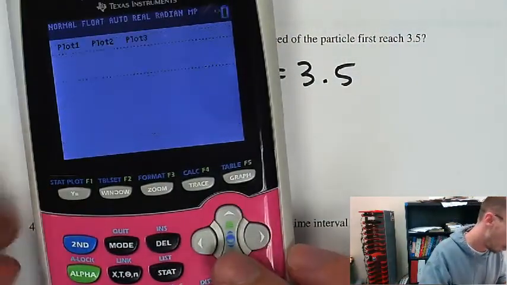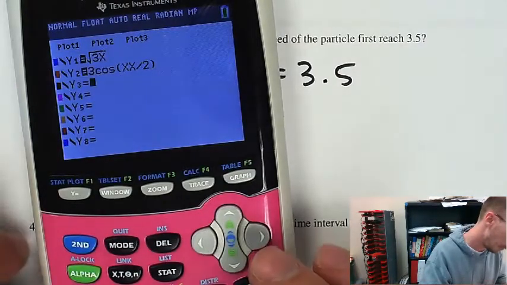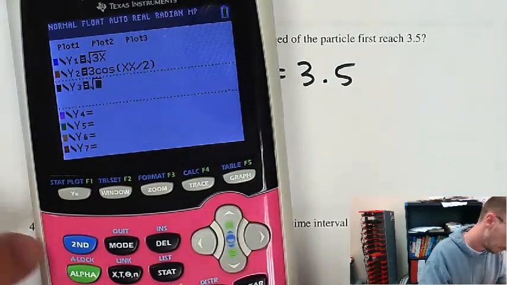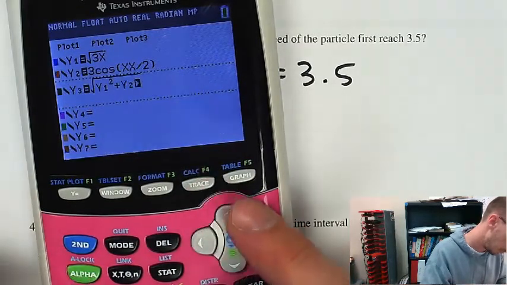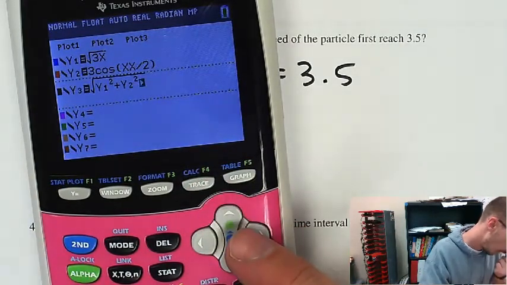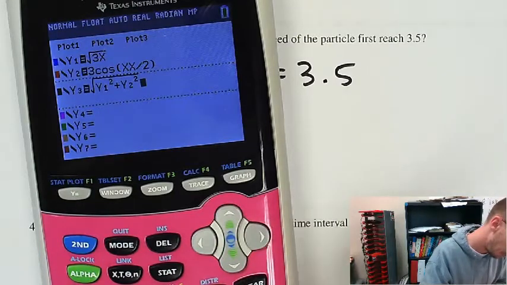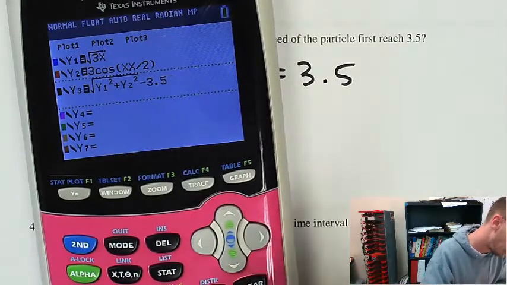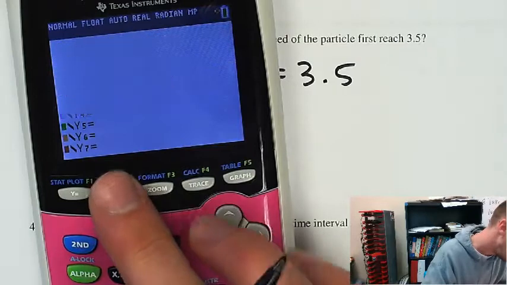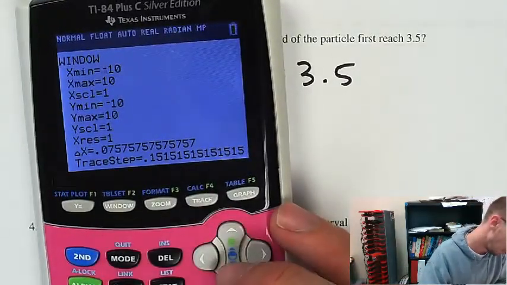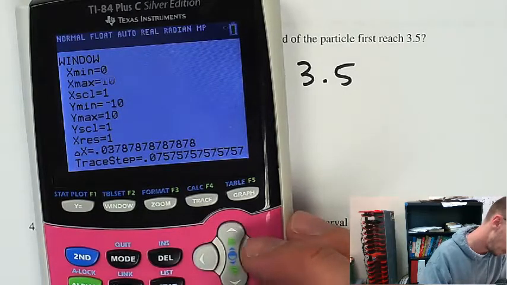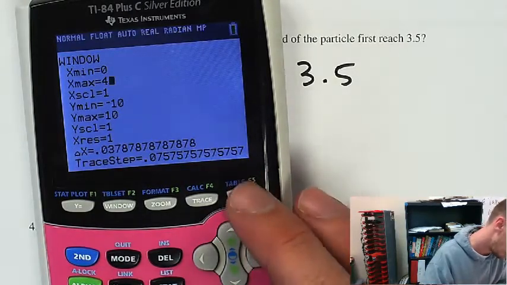So I'm going to go over here to y equals, and in y3, I'm going to say the speed. So that's the square root of y1 squared plus y2 squared. And I'm interested in where that equals 3.5, so I'm going to subtract 3.5 and find where it's equal to 0. Okay, I need to set my window for t to be running from 0 to 4. Right now, x is representing t on the calculator, so I'm going to do that.